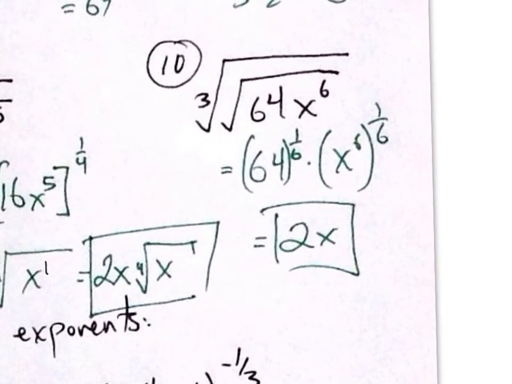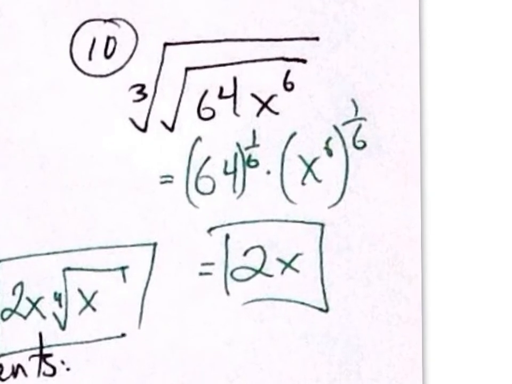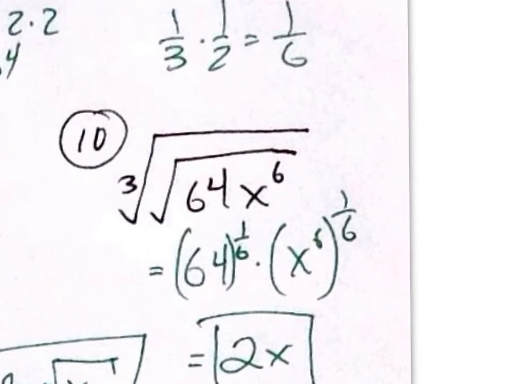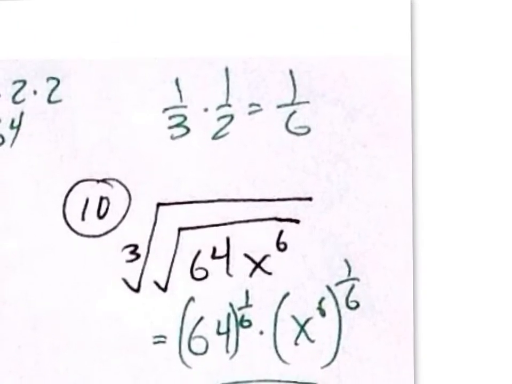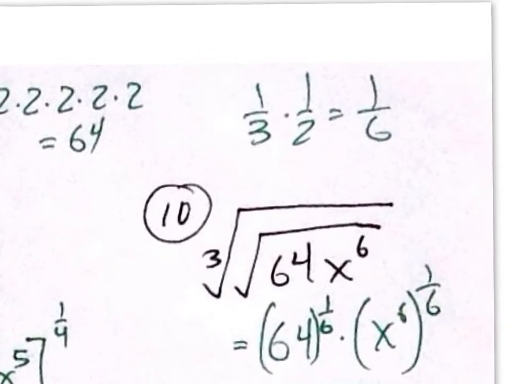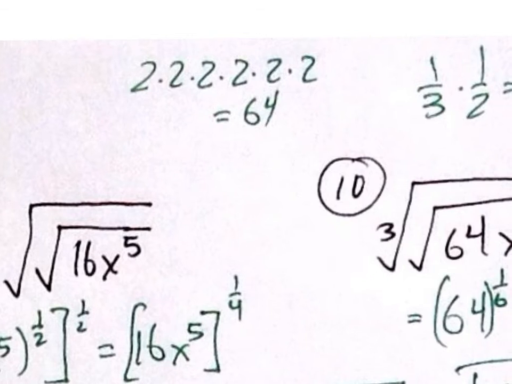Number 10, so here we have the cube root of the square root of something. So cube root of square root of something, I think up here, right, cube root of square root, so that's the 1/6 power. So we're taking the 6th root, and we're also going to pay attention to the fact that 2 times 2 times 2 times 2 times 2 times 2 is 64.